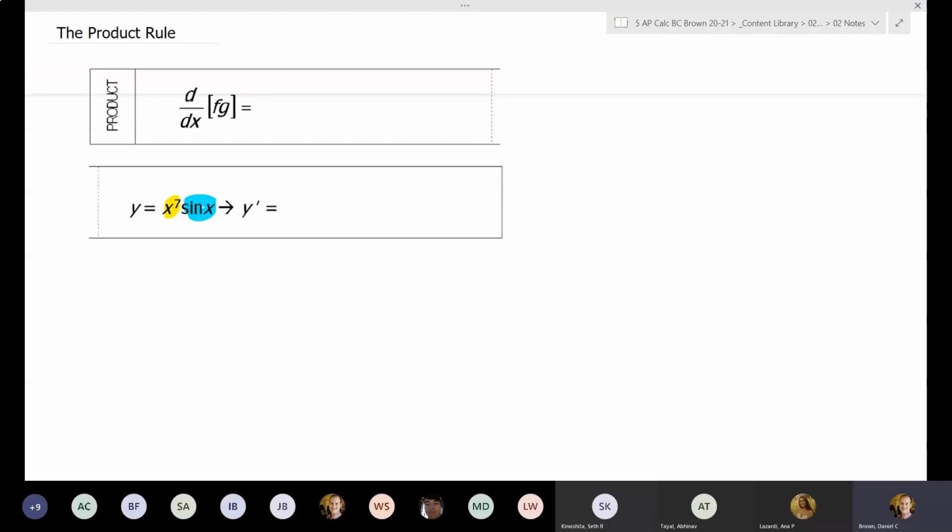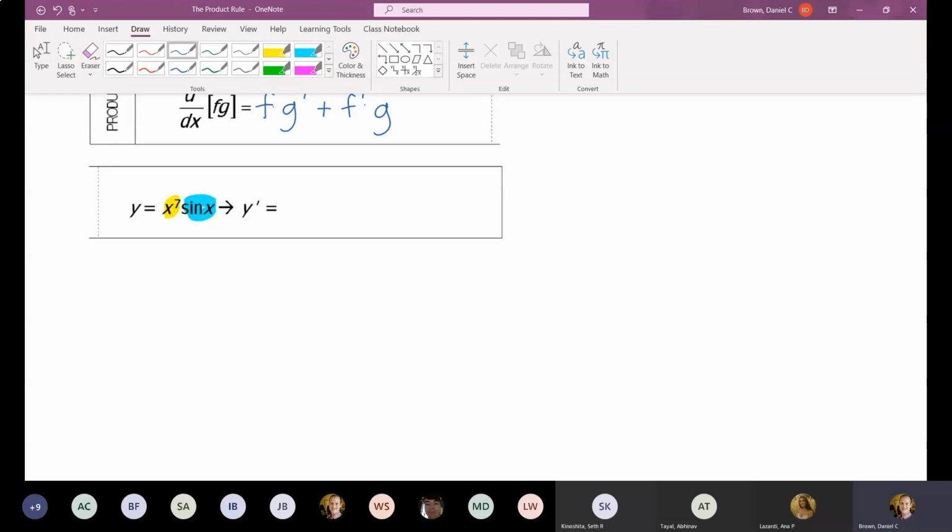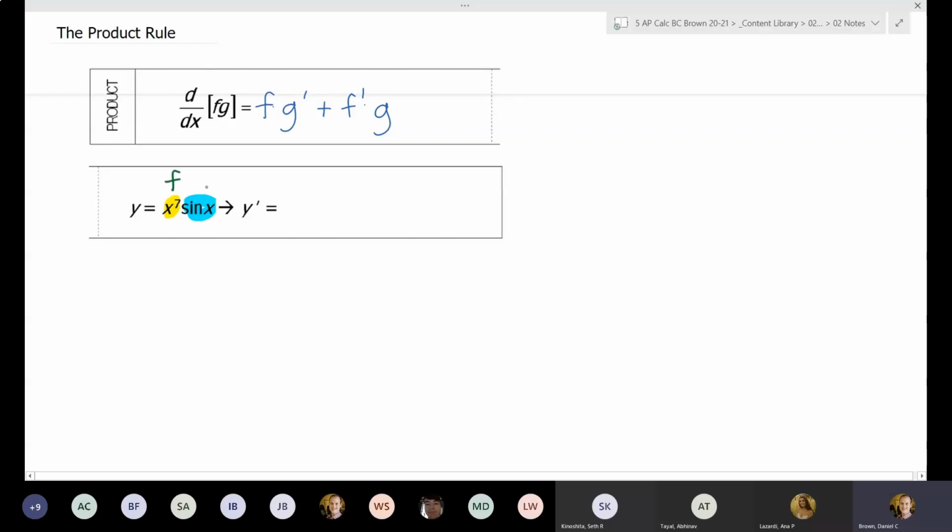You take the derivative of one piece of it times the original of the other. So I have f times g prime plus, and then you take the derivative of the other one times the original of the second factor. So basically you are taking the derivative of each part, but you have to multiply that by the original other factor. So if I'm taking the derivative of x to the 7th sine of x, I'm going to call x to the 7th f and sine of x g. I want to find f g prime plus f prime g.